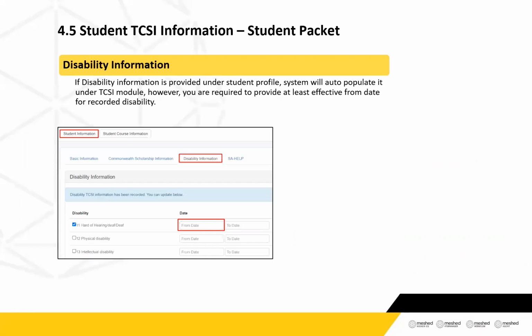Now about disability information, if disability data is provided under student profile, the system automatically captures it and records it under this TCSI disability information page. But as per TCSI and PIR requirements, from date is also required. So you'll have to enter that from date. Otherwise, when you report this PIR data to TCSI, at the TCSI end they will use the default dates. So to have correct data, it's always recommended that you provide this from date here.